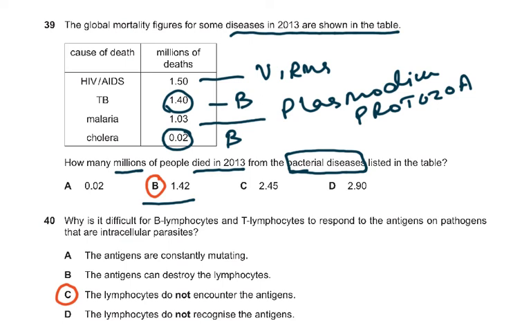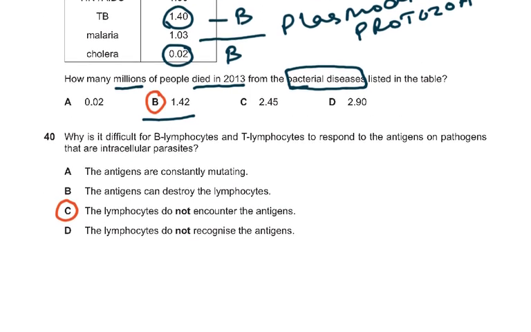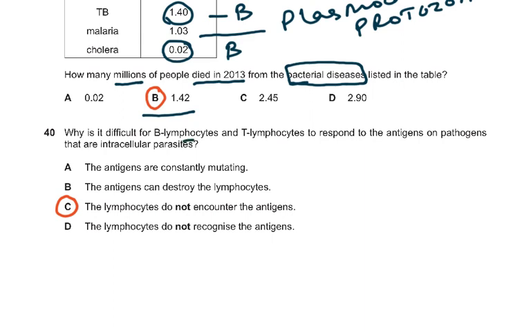So we're checking whether you knew what are the causative organisms. If you didn't know that, well, you couldn't have done this question. You couldn't have just guessed it. Why is it difficult for B lymphocytes and T lymphocytes to respond to antigens on pathogens? Now, please understand that this is a virus. It is a pathogen. It has antigens on it.